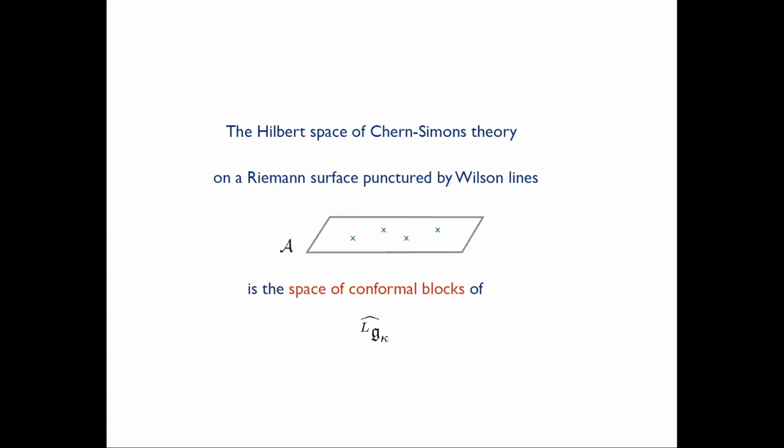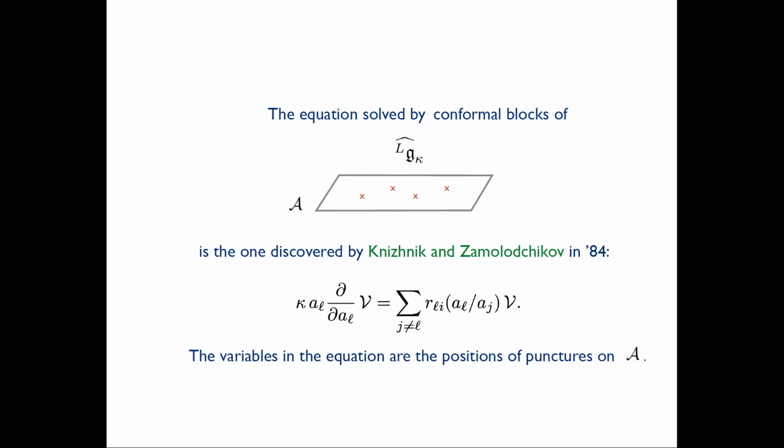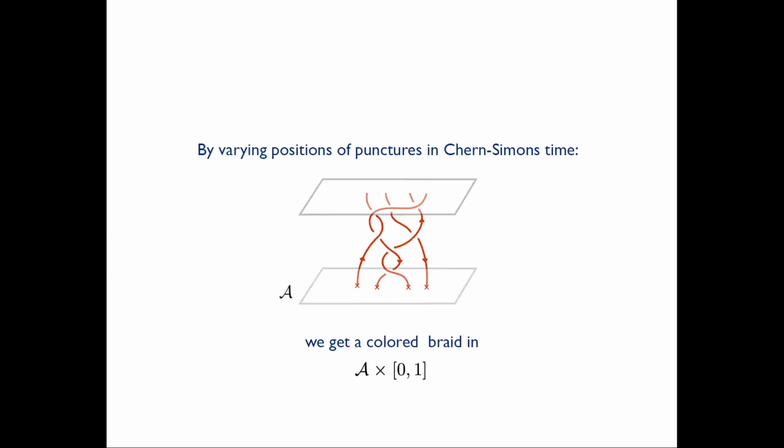The Hilbert space of Chern-Simons theory on a Riemann surface with Wilson lines is a space of conformal blocks of the affine Lie algebra. Every conformal block, and hence every state in the Hilbert space, arrives with a solution to a famous linear differential equation, which was discovered by Knizhnik and Zamolodchikov in 1984. The variables in the equations are positions of punctures on a Riemann surface. By varying the positions of punctures in Chern-Simons time, you get a connection.